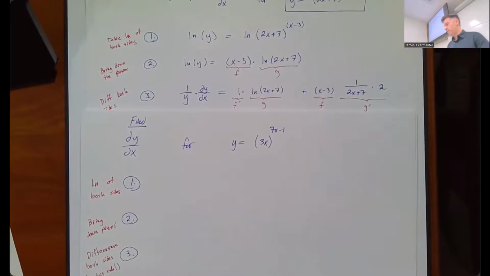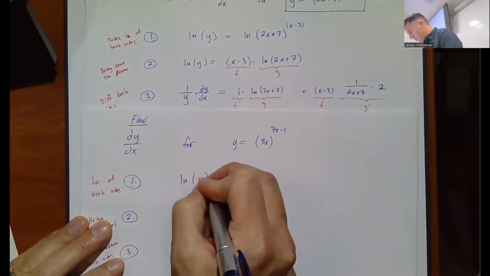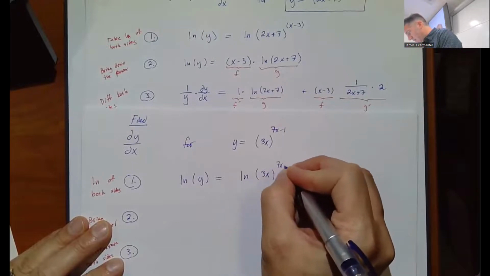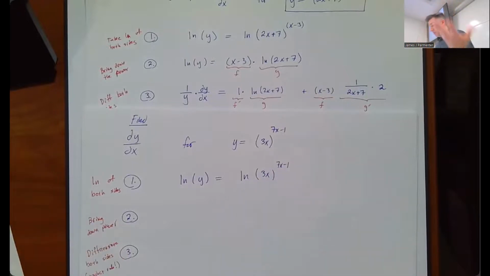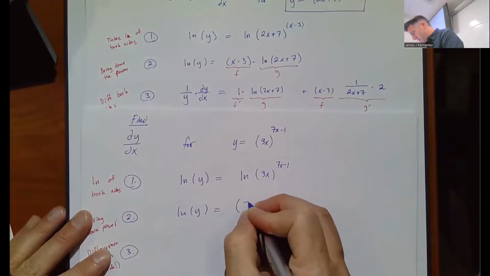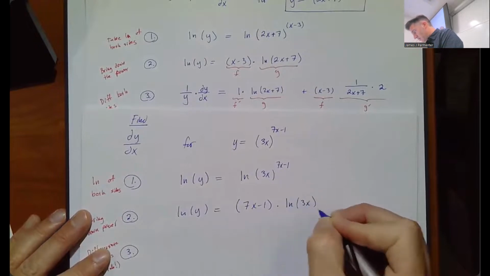Yeah, close enough. So very much the same process. We're going to take the natural log of both sides. So the natural log of y is the natural log of 3x to the 7x minus 1. And then we're going to bring down the power. So natural log of y equals (7x minus 1) times the natural log of 3x.